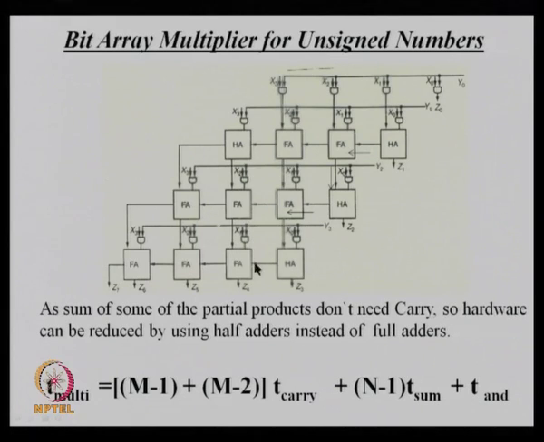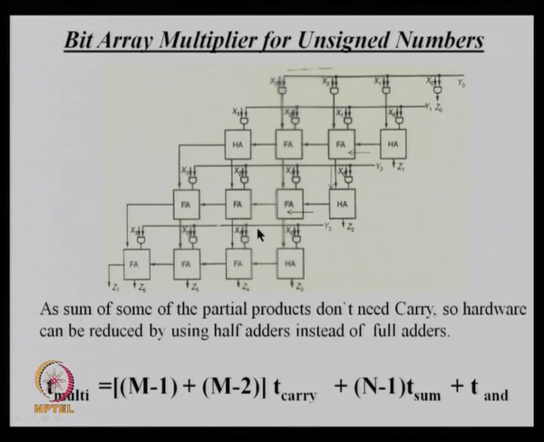So, you have n minus 1 kind of full adders, and only some operations will be required. So, you have n minus 1 t sum, because please remember that when we are performing this operation, the other operations are simultaneously done in the earlier cycle.